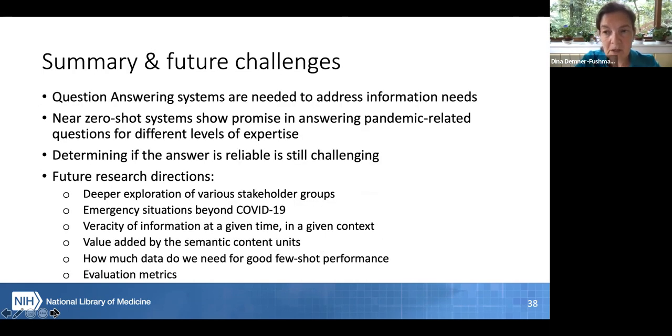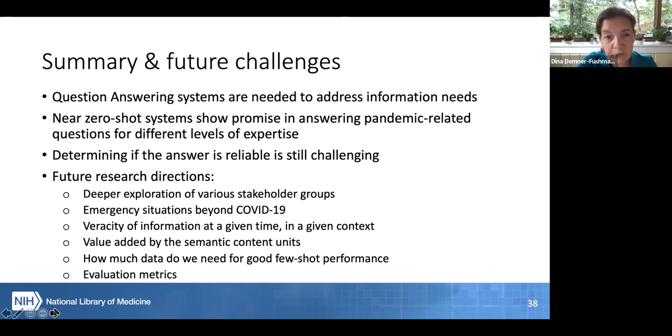So to summarize what we learned about the challenges, specifically with finding information during pandemics, we do need question answering systems. Near zero-shot systems show good promise in answering pandemic questions. And we see the differences in both the systems and approaches needed to address different levels of expertise. And again, determining if the answer is reliable is still a very challenging task.